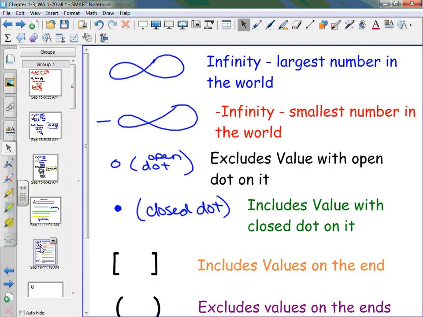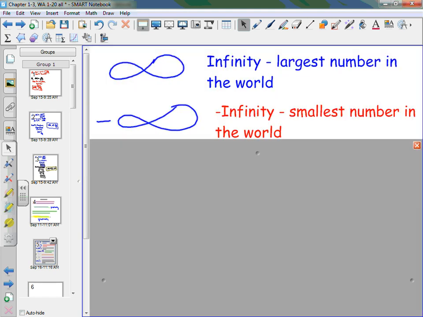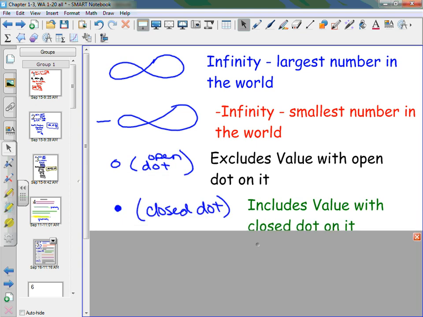Okay. Now, did you guys copy these down yesterday? Not all of them? Okay. Now, these two right here: infinity is the absolute largest number in the entire universe. Nothing is larger than infinity. The smallest number is negative infinity. Nothing is smaller than negative infinity. Y'all with me? Okay. The next thing you need to understand are these two little closed dot and open dot. An open dot is on the graph.